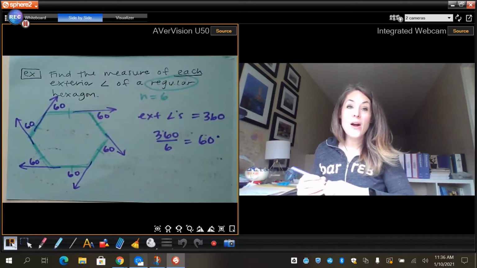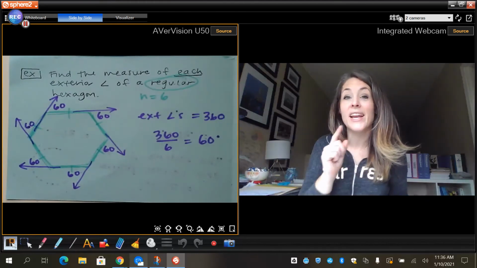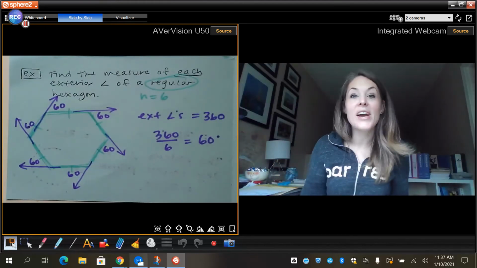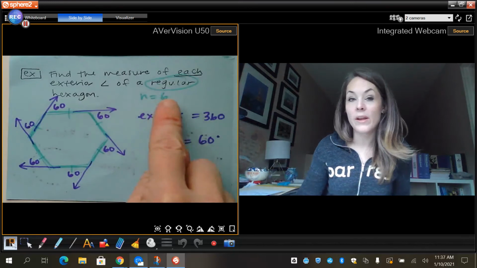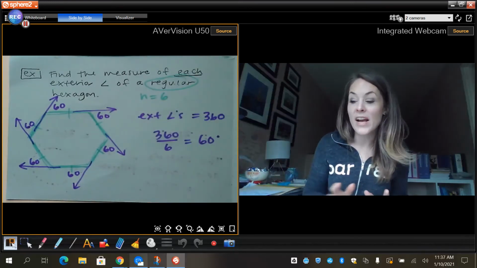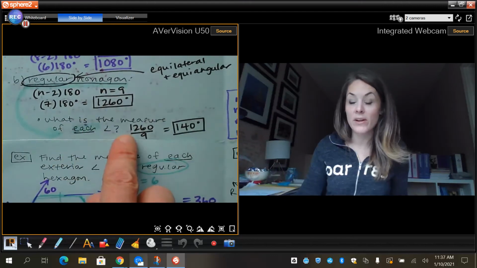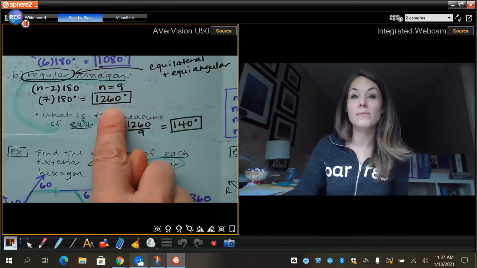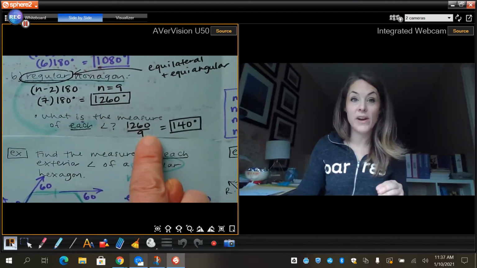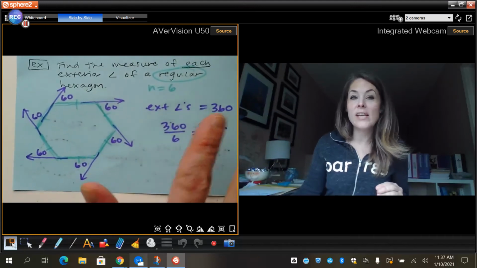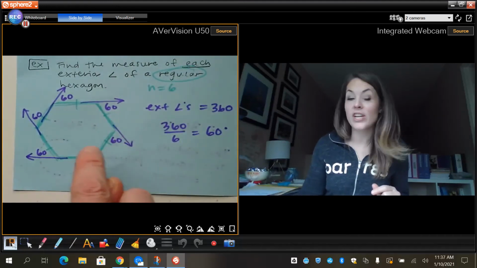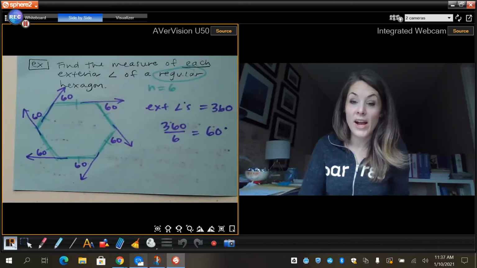Okay, now I want to show you how sometimes finding an exterior angle makes finding an interior angle of a regular figure so much faster. Remember how we did the interior angle of that regular nonagon, and we had to find what they all added up to for interior, and we divided by 9? So let's say I wanted you to find the measure of each interior angle of a regular hexagon.